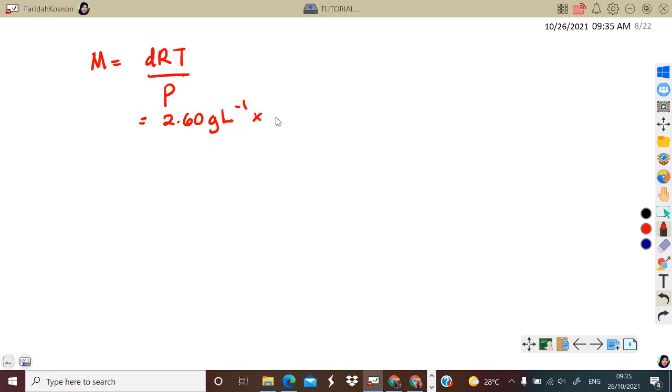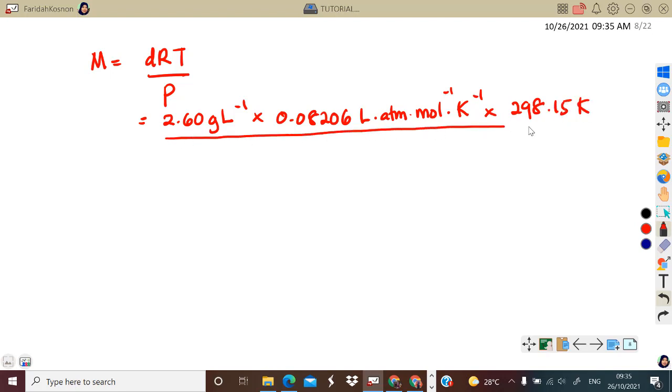Times 0.08206 liter ATM per mole per Kelvin, times the temperature. Temperature 25 degrees Celsius convert to Kelvin to 298.15 Kelvin. And divide with its pressure. So the pressure yang kita dah convert tadi, 0.9968 ATM.